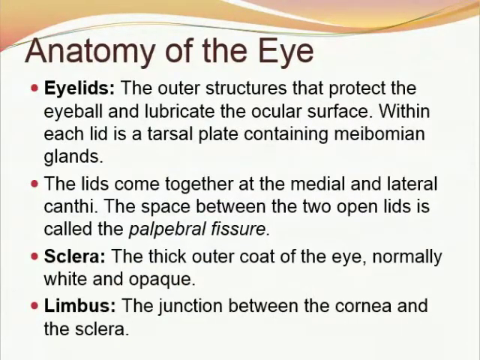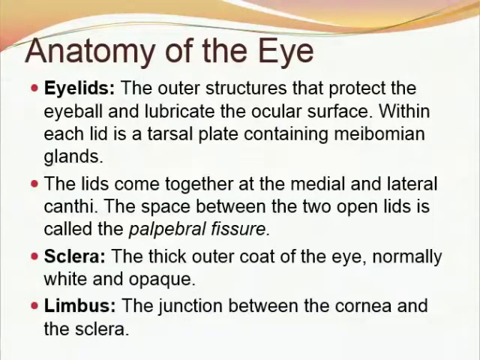So first come the eyelids. These are the outer structure that protect the eyeball and lubricate the ocular surface. Within each eyelid there is a tarsal plate containing meibomian glands. The lids come together at the medial and lateral canthi. The space between the two open lids is called the palpebral fissure.